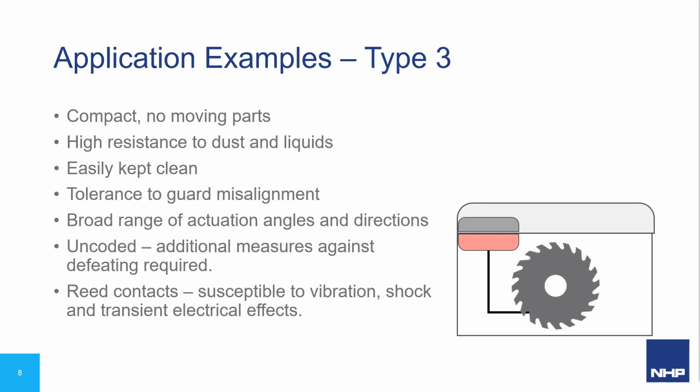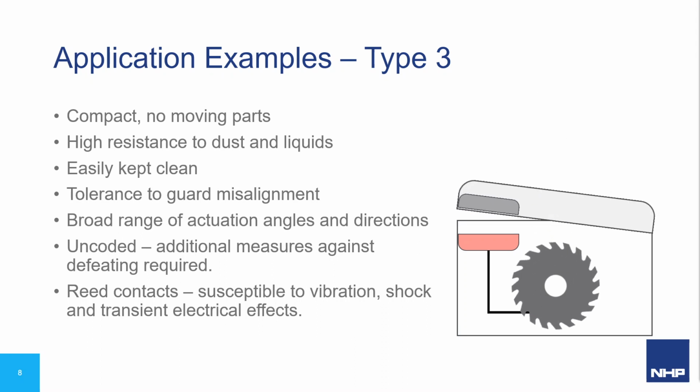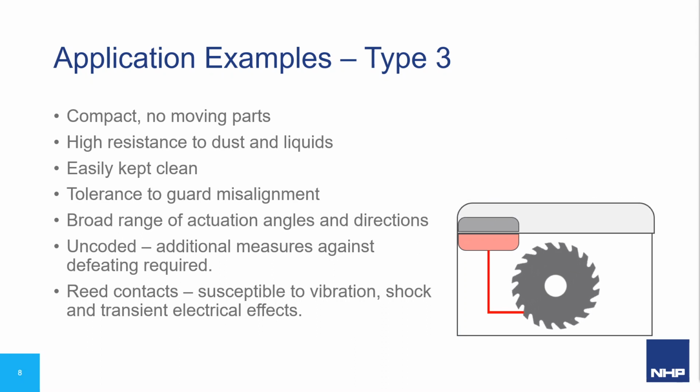It is uncoded, however, meaning that you can take any old magnet and press it up against the switch to defeat it. And in the case of reed switches, they are susceptible to shock and vibration, which could nuisance trip the safety control circuit.